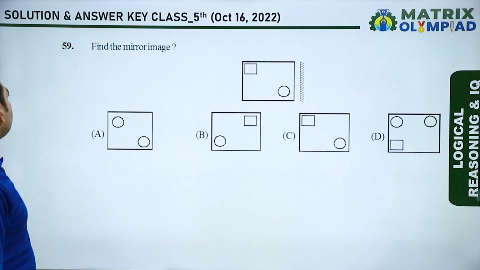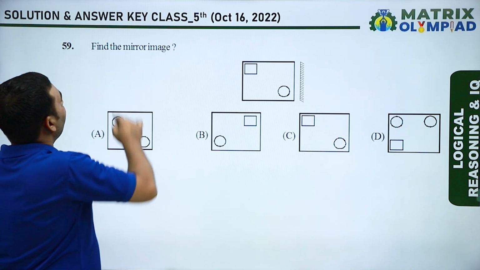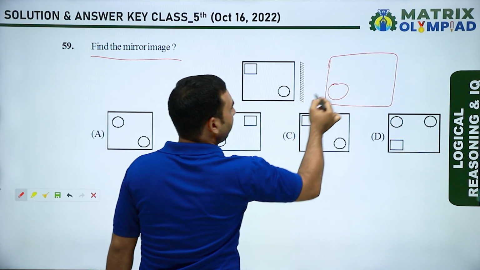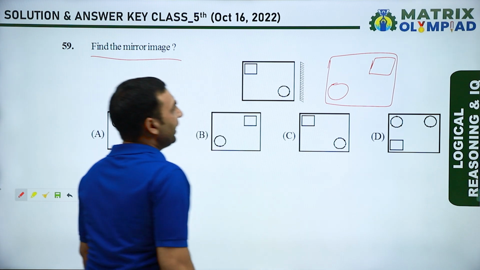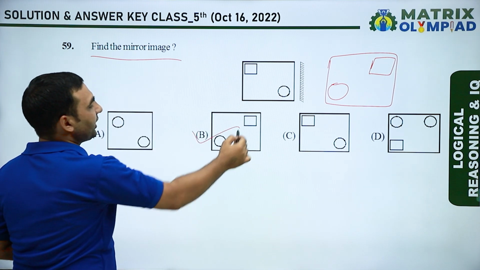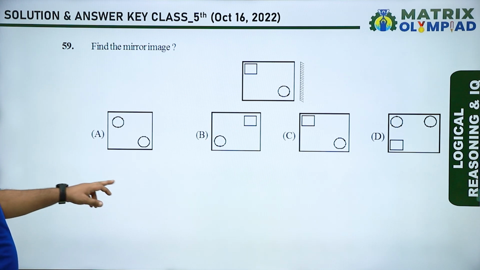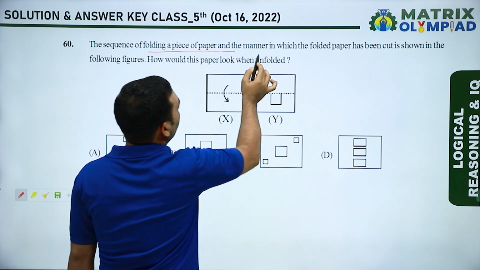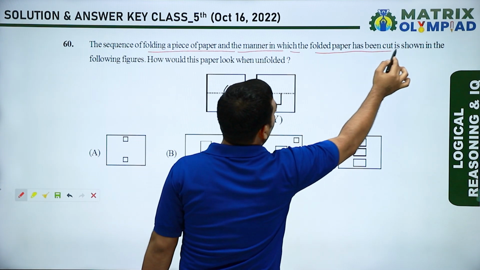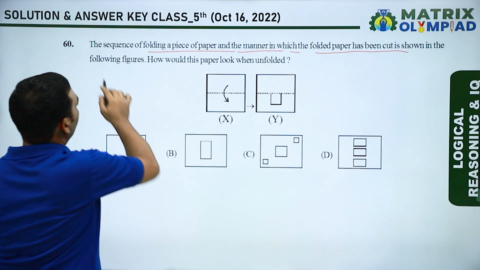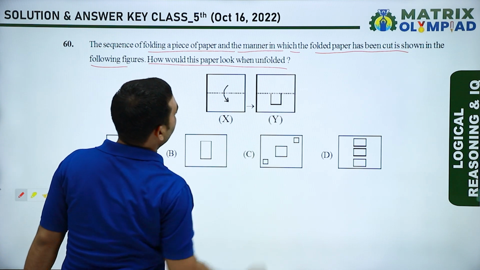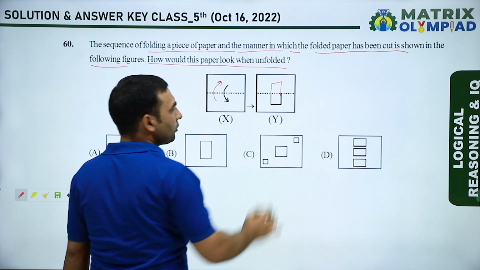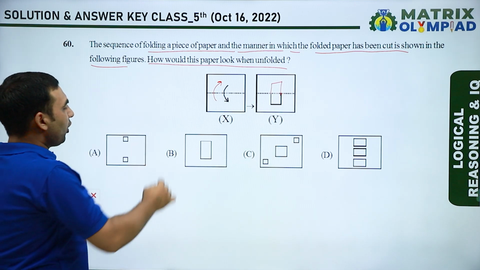Next question. As you see, find the mirror image. This circle is the same and this square is shown on this side. Find the same image. Option B is the correct answer. Next question. In the sequence of the following pieces of paper, the manner in which the folded paper has been cut is shown in the following figures. How would this paper look when unfolded? If we fold this paper on opposite sides, then this figure is of the same type. Then you say option B is the correct answer.